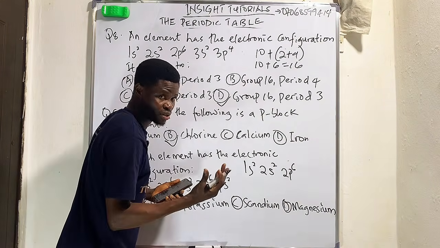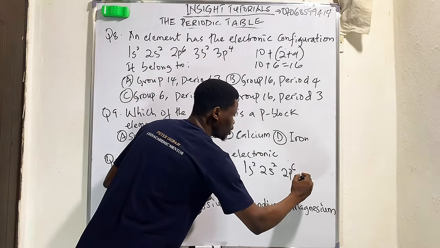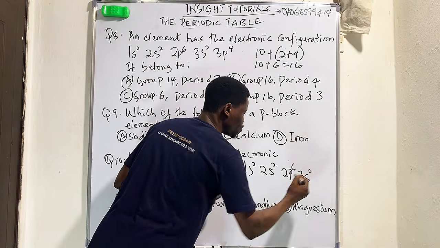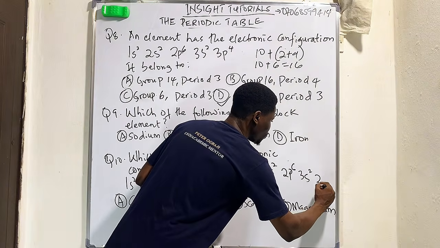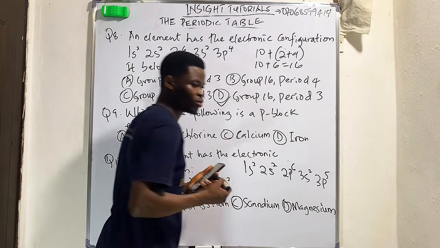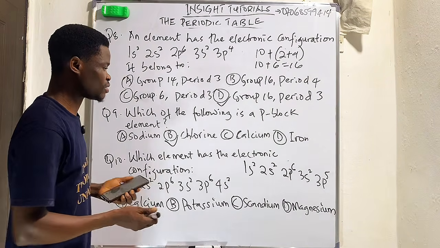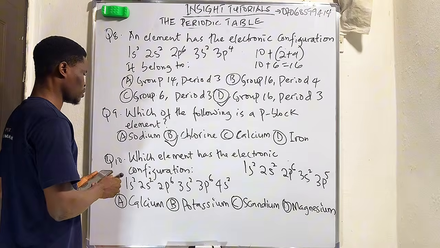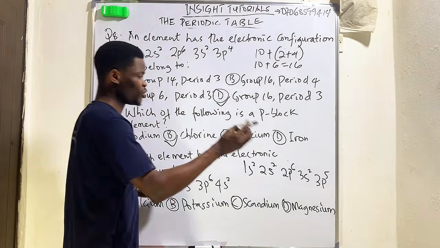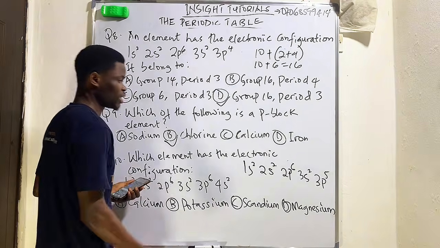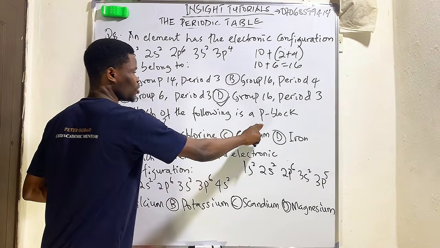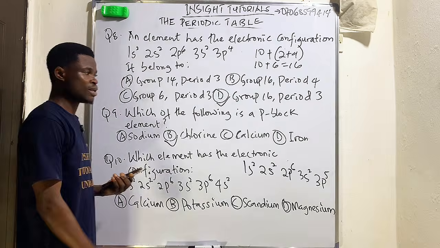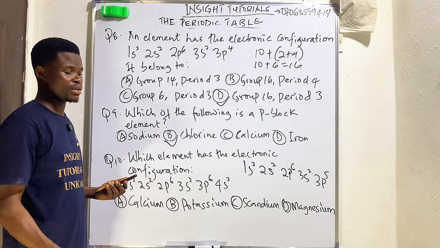2p6, chlorine is 17, so we have filled 10 already. Now this is 3s2, we have filled 12, and this is 3p5. So ultimately we have filled 17. So the correct option is chlorine. Reason being that you see chlorine ends with 3p5, and it's the only element here that is a p block element, right?